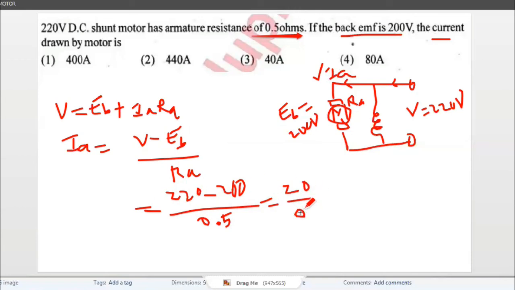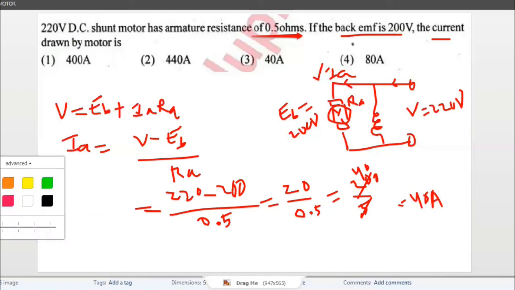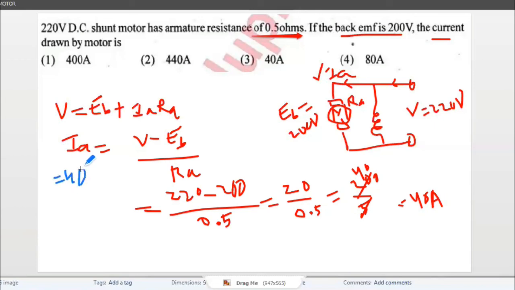So 20 volts divided by 0.5. So it is 200 by 5. So it is 40. Current taken by the motor is 40 amperes. IA equal to 40 amperes. So third option is correct.